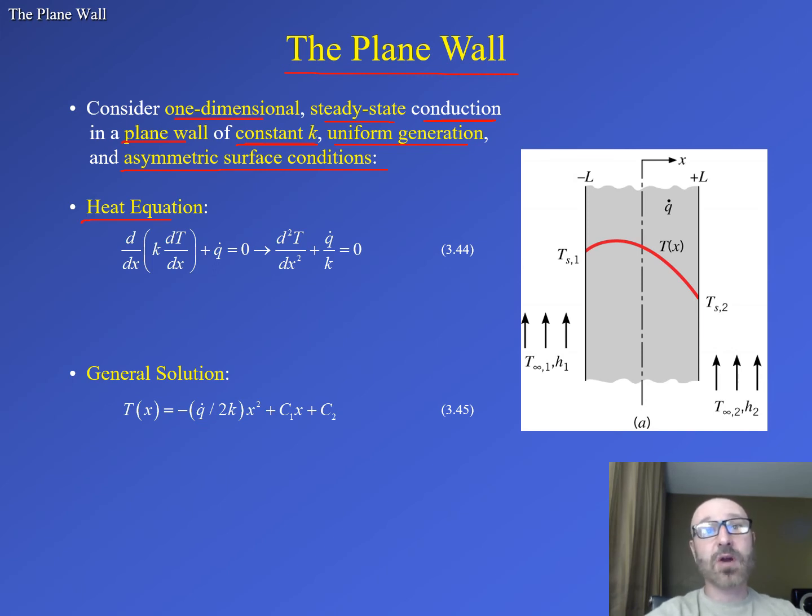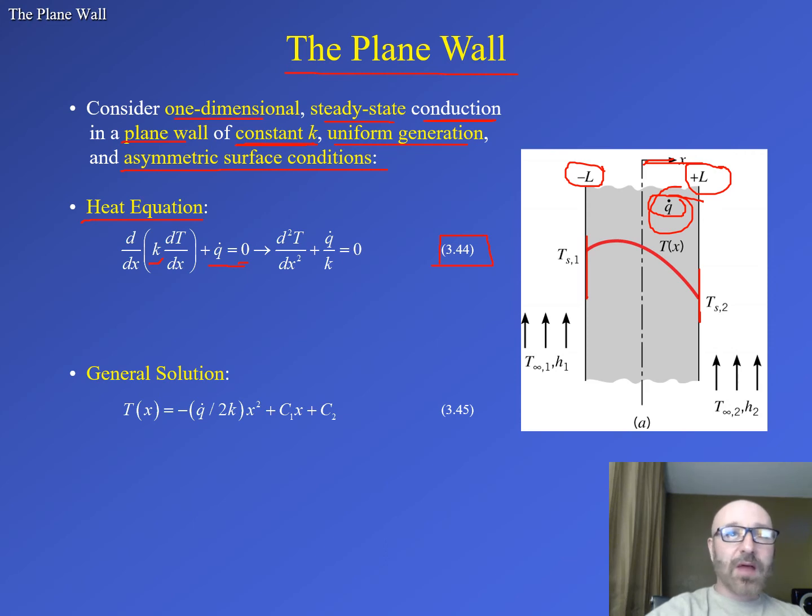What we find for our heat equation, back in our textbook, is equation 3.44. We have our diagram over here: x positive to the right, L positive there, negative L there, surface temperature 1, surface temperature 2, and our q dot value. So we have this equation, d/dx of k, and they tell us that's a constant k, times dT/dx, our change in temperature with respect to x, plus our q dot term, is equal to 0.